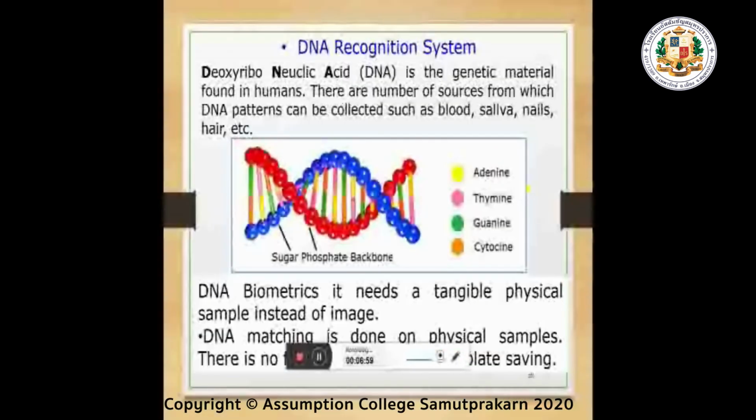And then we have the DNA recognition system. This is a material found in our body, and every person has a unique combination of DNA. It will need tangible samples like your blood, saliva, hair strands, or nails. So the matching will be done in a laboratory and can be used to identify the exact identity of a person.